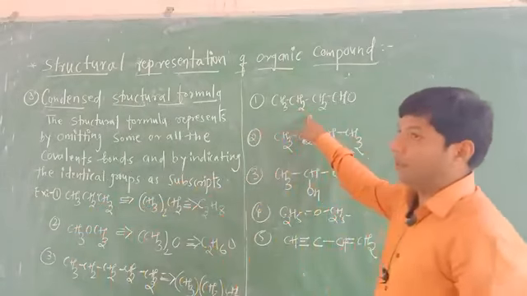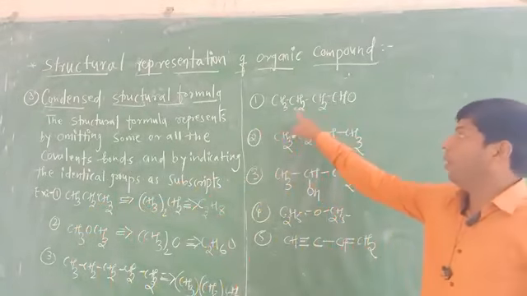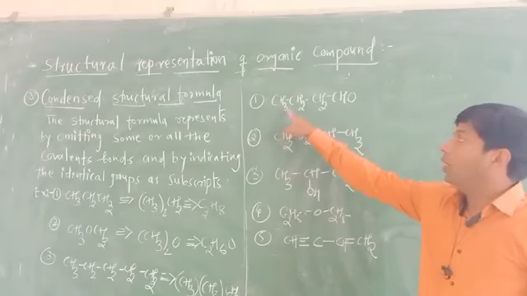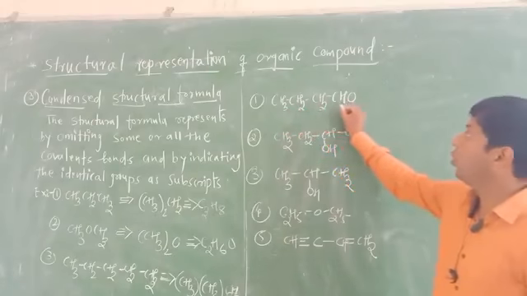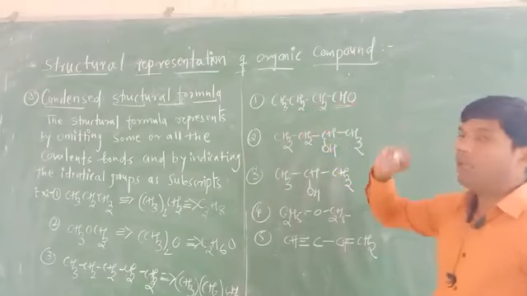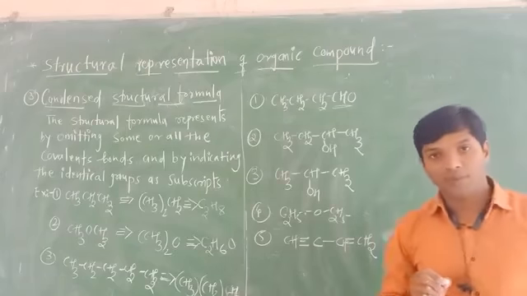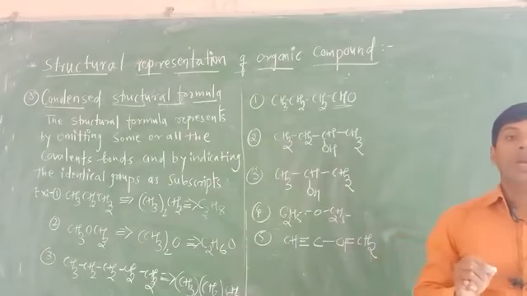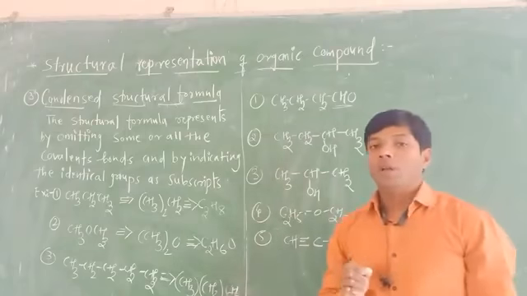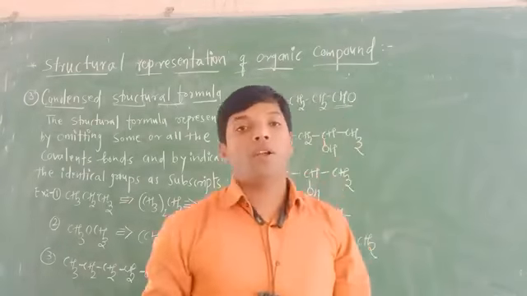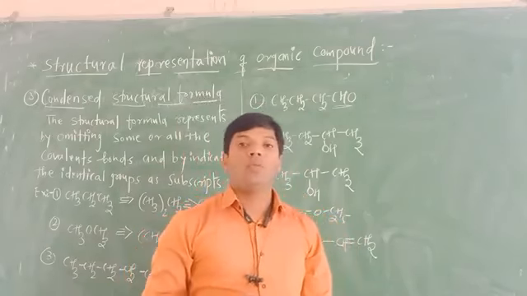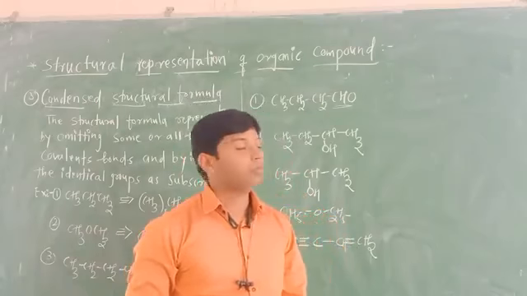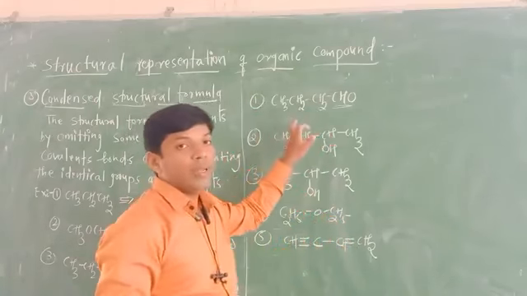Look at the first example: CH3, CH2, CH2, CH4. So here in this example COOH is a functional group. Remember one thing: whenever a functional group or any heteroatom is there, while writing the bond line structural formula, you have to write it as it is. And the carbon chain is shown by a zigzag line.